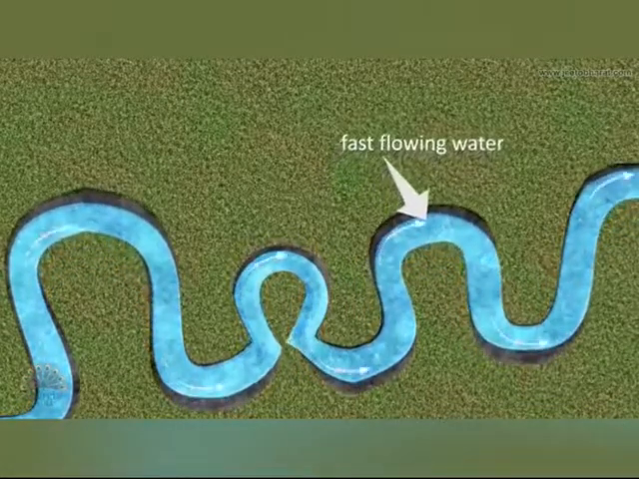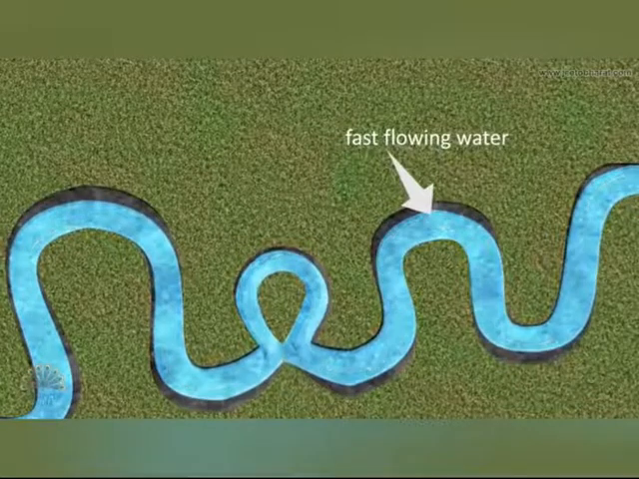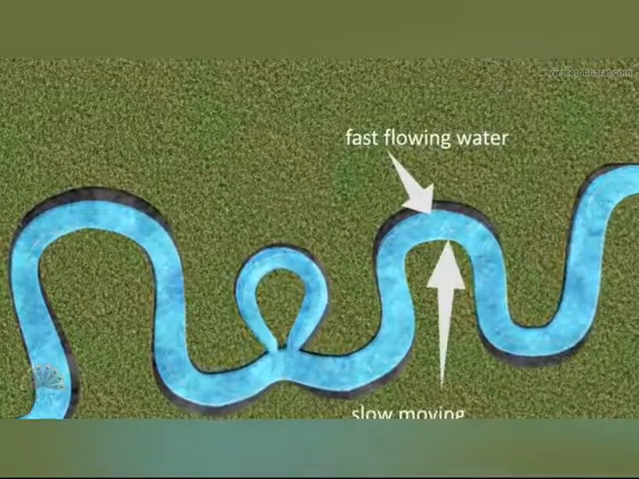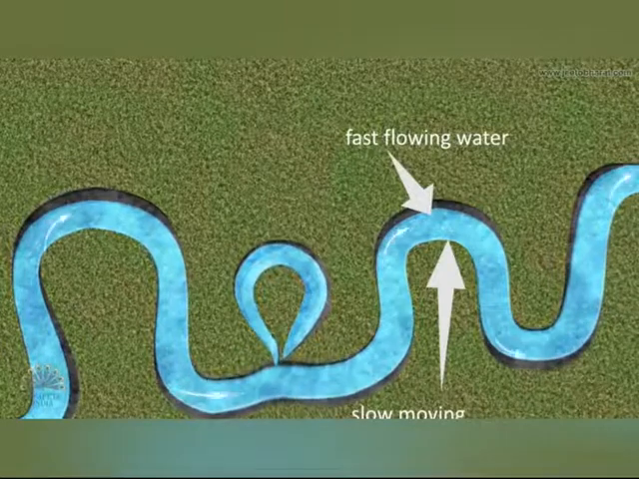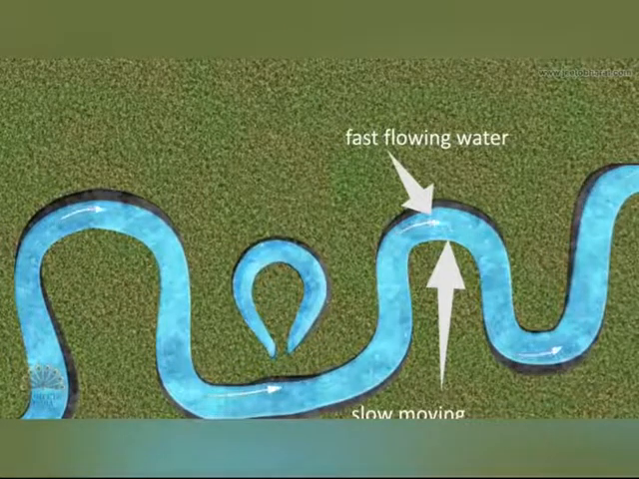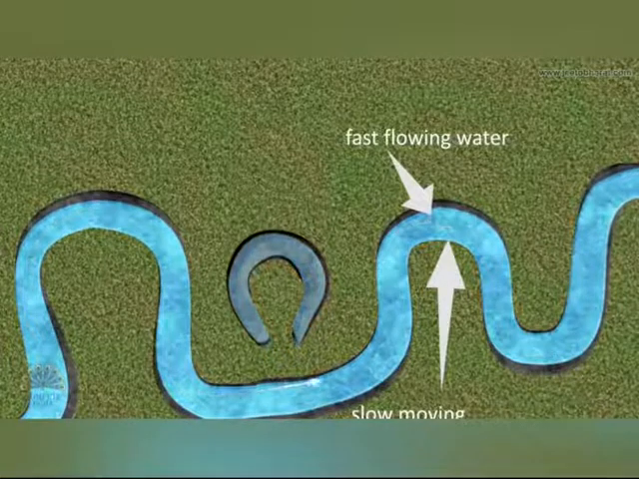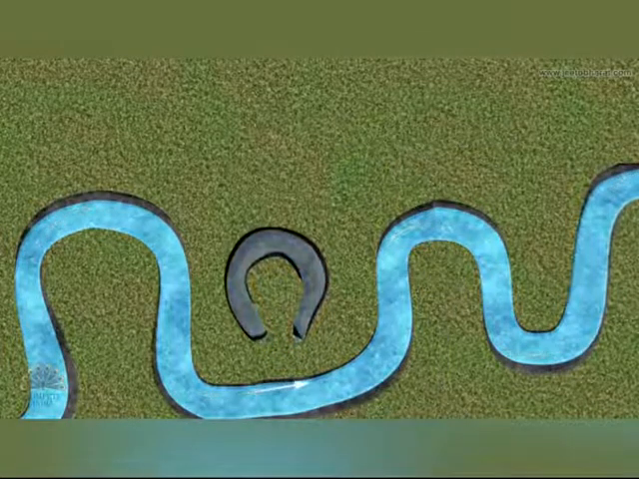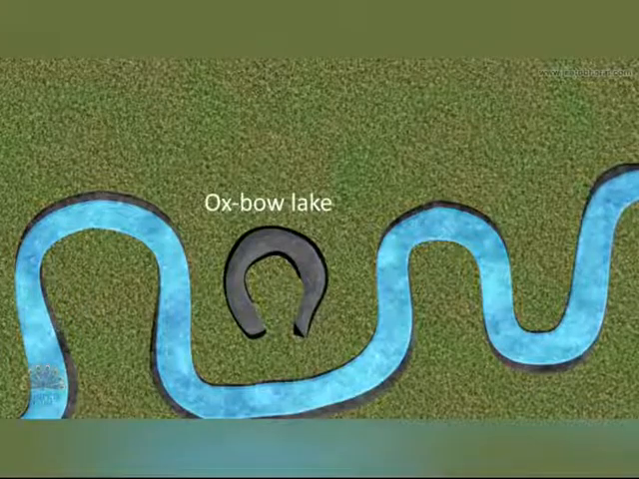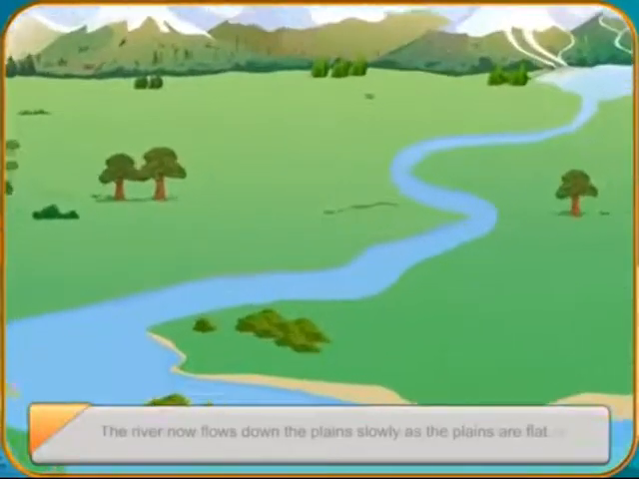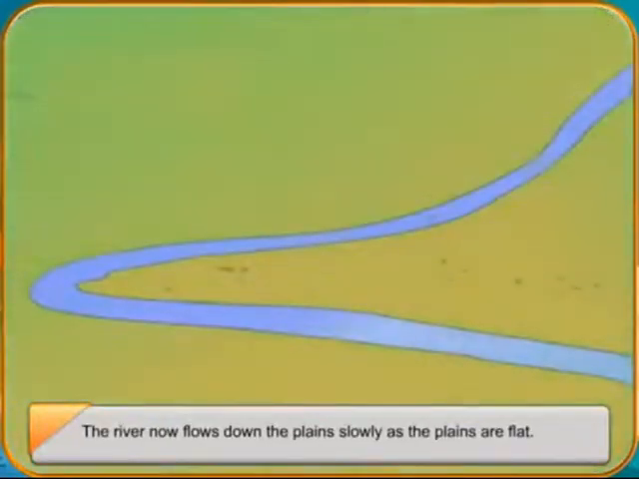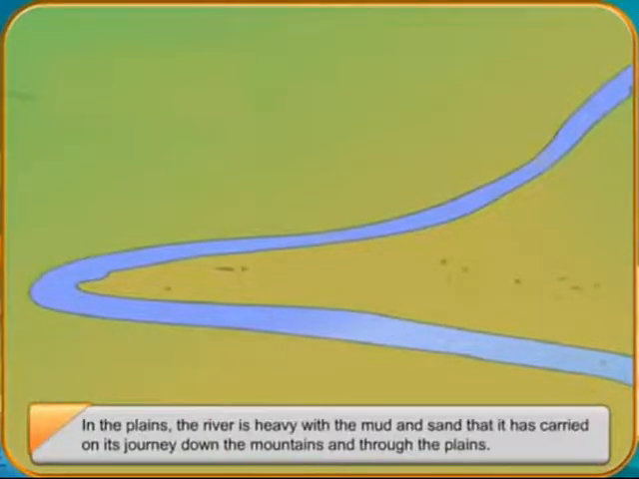Now, the river cuts through the intersection to flow in a straight path. As a result, the meander loop is abandoned and it forms an Oxbow Lake. The Oxbow Lake later turns into a swamp and subsequent floods may silt up the lake. It becomes marshy and eventually dries up. In the plains, the river is heavy with the mud and sand that it has carried on its journey down the mountains and through the plains.